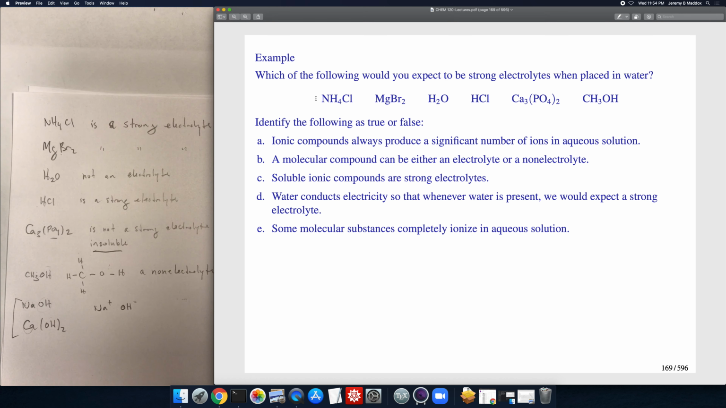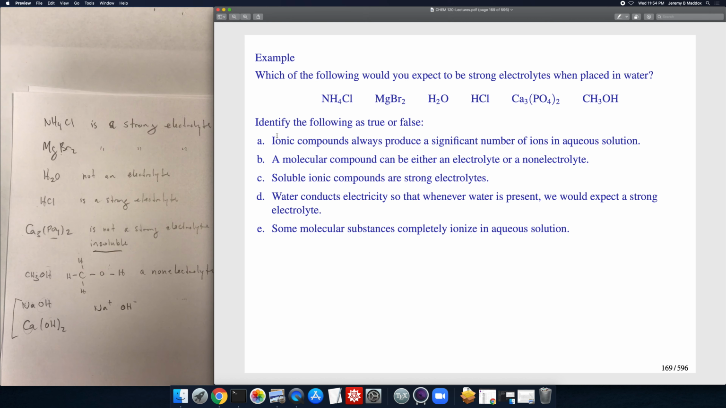Okay, we have some follow-up true or false questions, and so we'll just evaluate each one. A: Ionic compounds always produce a significant number of ions in aqueous solution. It sounds good, but this is not true because certain ionic compounds are not soluble. Therefore, they do not produce ions in solution. A great example of that is calcium phosphate. It's an ionic compound, but it doesn't dissolve in water. So A is false.